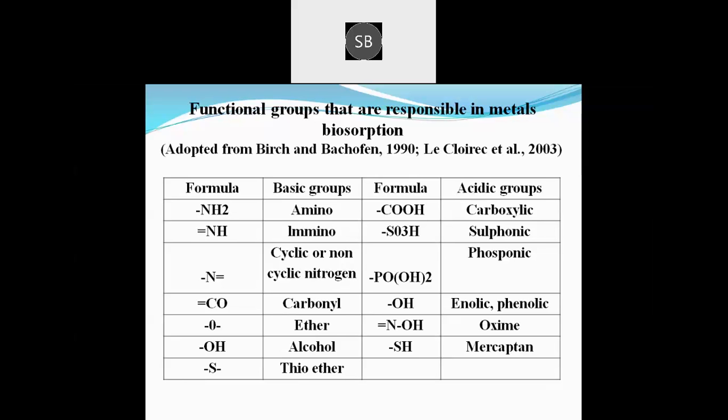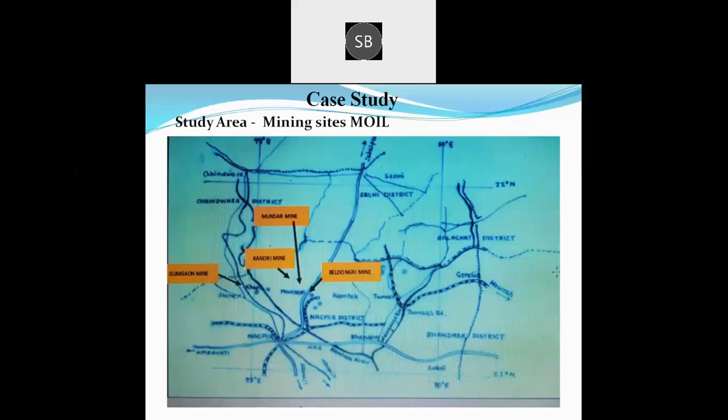Now these are some functional groups which are responsible for metal biosorption. Like some basic groups: amino, alkylamino, cyclic, non-cyclic, carbonyl, ether, alcohol, and some acidic groups like carboxylic, sulfonic, phosphonic, phenolic, etc. Next slide, madam.